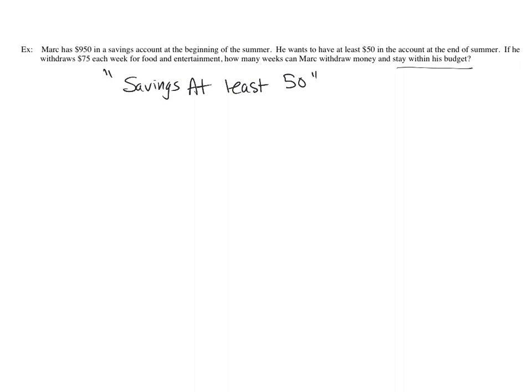If we think of our savings, they could be equal to 50, right? Could it be 49? No, that is not at least. It could be 51, 52, right? So in this case, it is greater than or equal to 50. Now we need to think of an expression for his savings. He's got 950. Now he's going to withdraw $75 each week for food and entertainment.